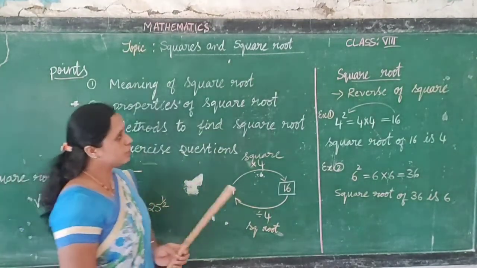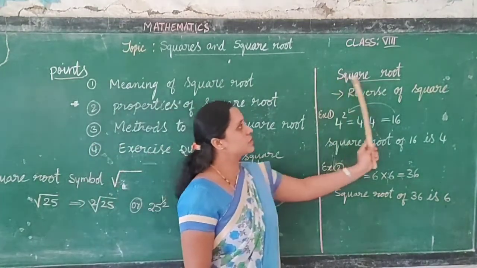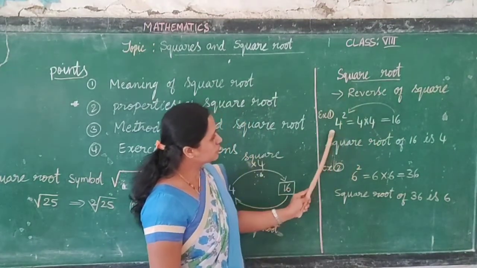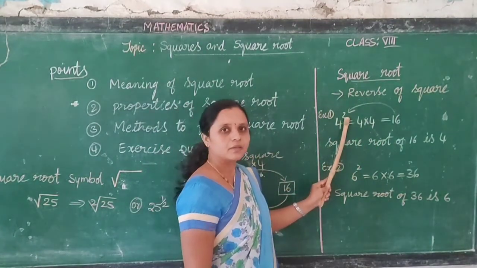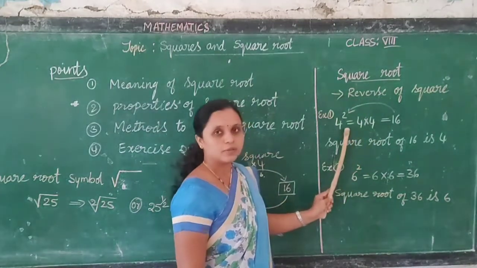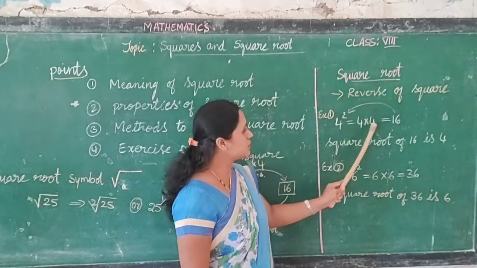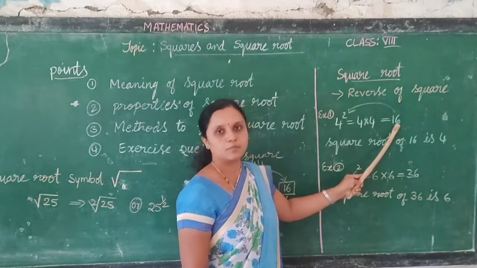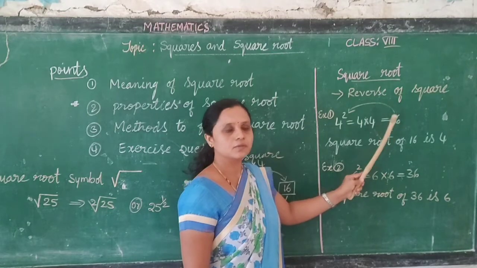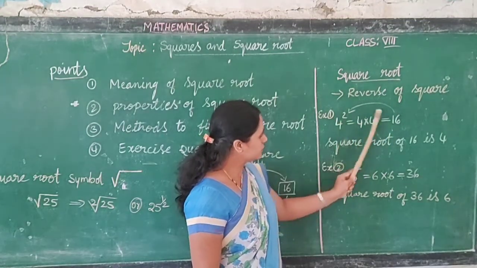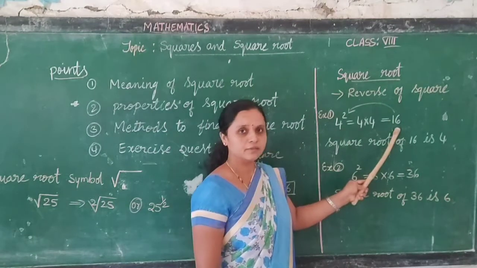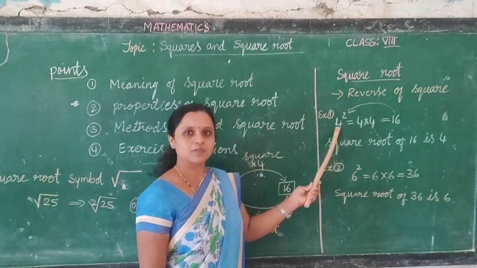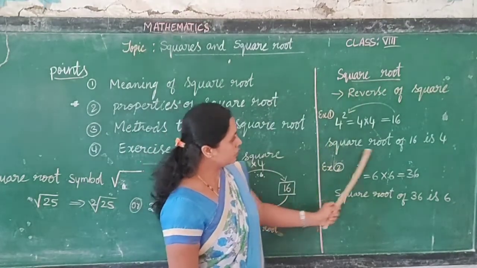Now first we are going to start with what is square root. You can observe this example, what is 4 square? Students, you know what a square number is from the last video. The number multiplied by itself, the product, is called a square number. Now look at this one. Square of 4 is 16. The reverse of square is what? 4. So the square root of 16 is 4.